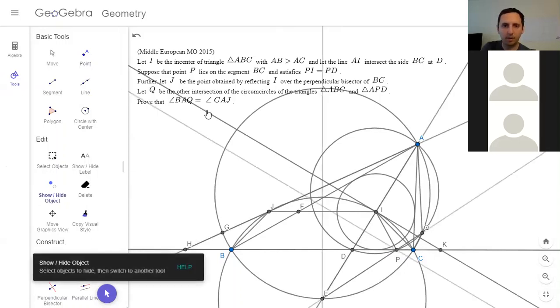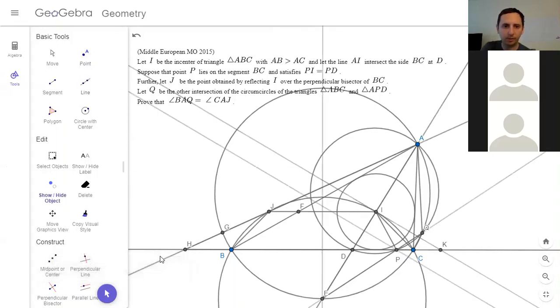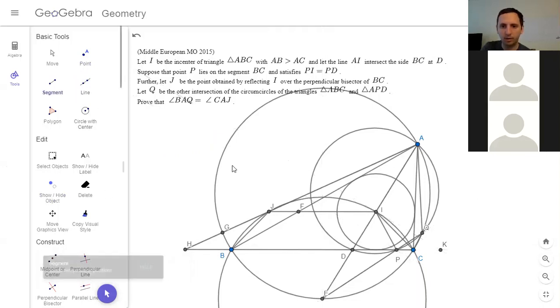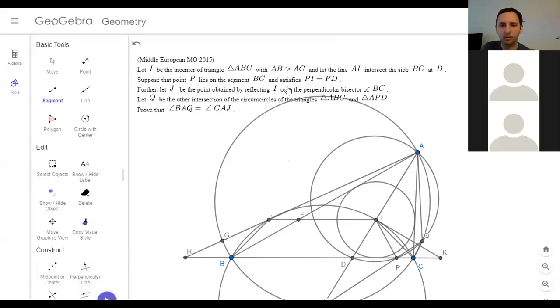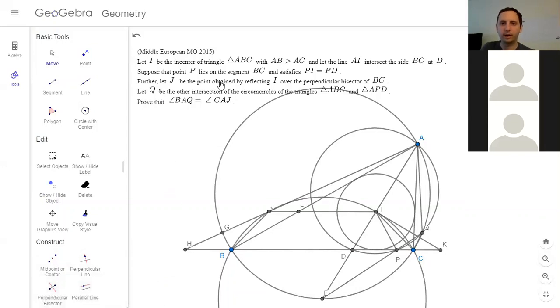I see someone wrote something in the chat. Give me just a second. Yeah, it's cyclic. Oh, ADPQ. Q is defined so that APDQ is cyclic. It is easy to show that AD and PQ intersect on the circumcircle of ABC. We proved that earlier.